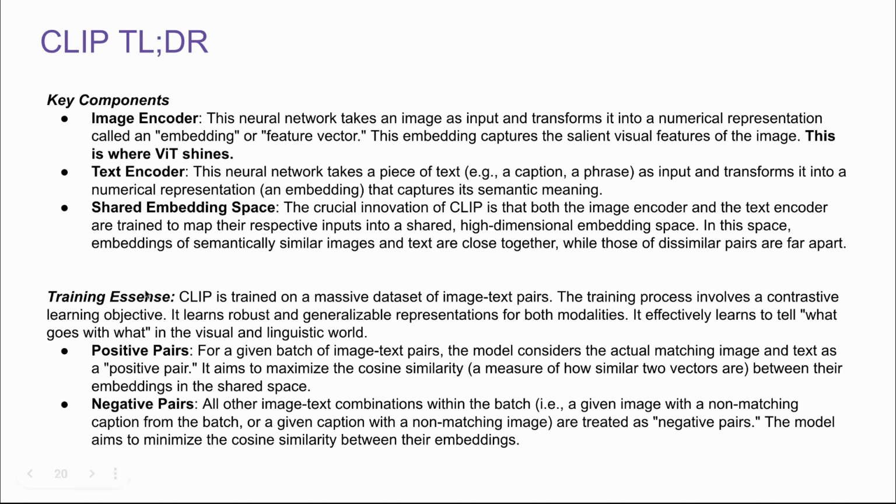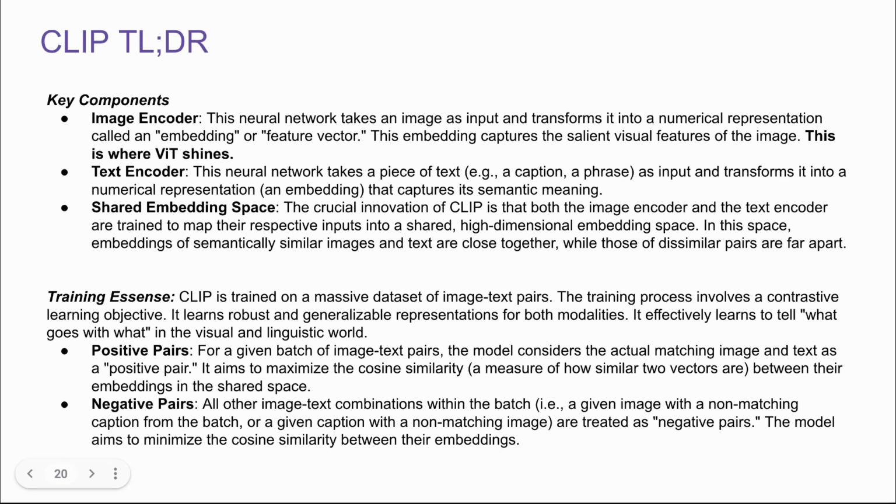The training essence of CLIP is contrastive training. CLIP is trained on a massive dataset of image-text pairs. The training process involves a contrastive learning objective. It learns robust and generalizable representations for both modalities, text and imagery. It effectively learns to tell what goes with what in the visual and linguistic world.